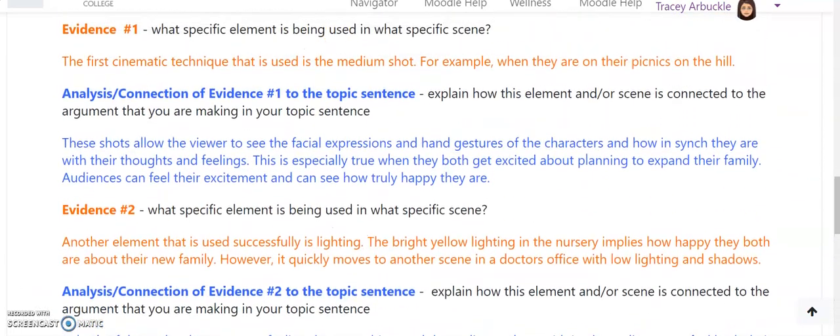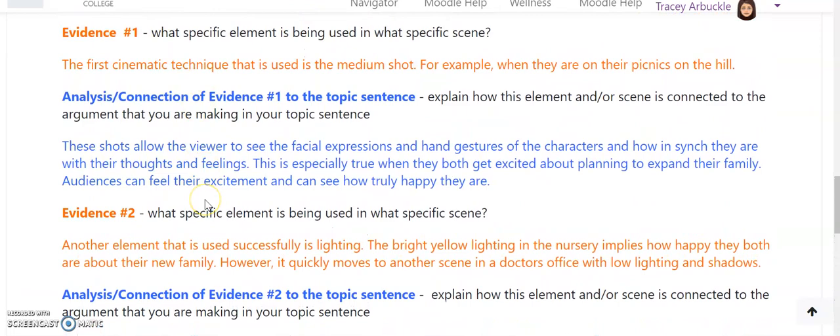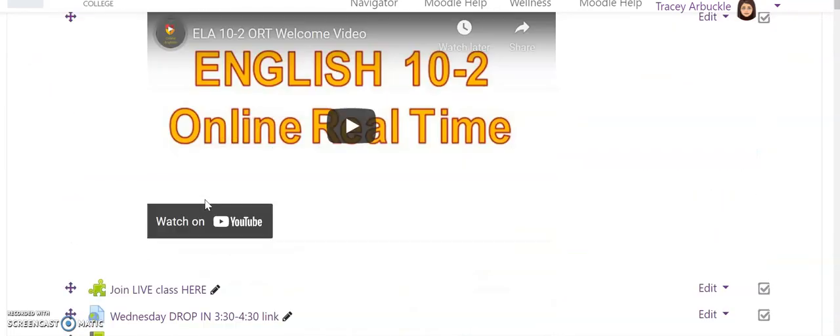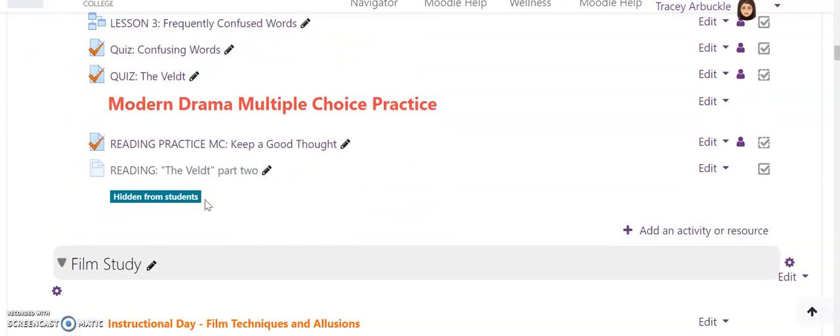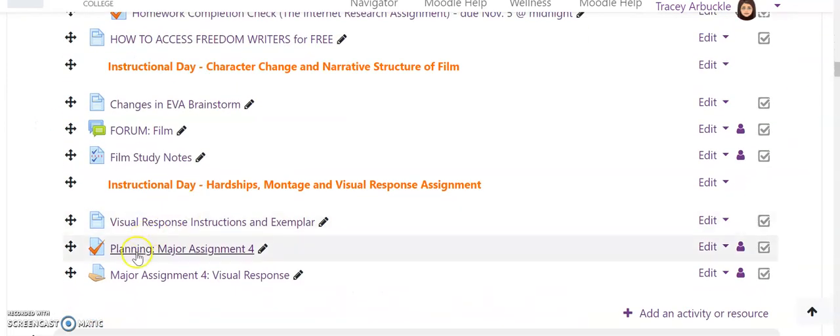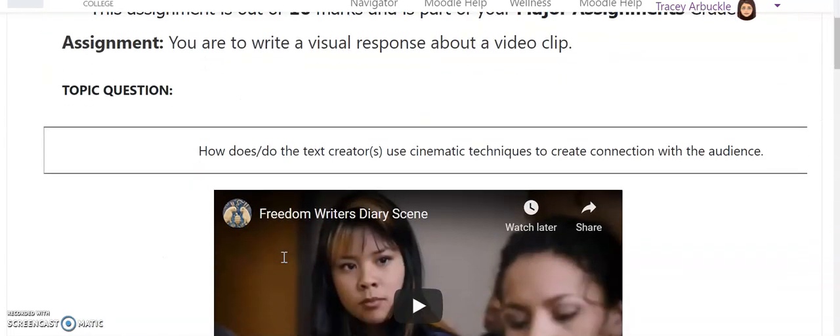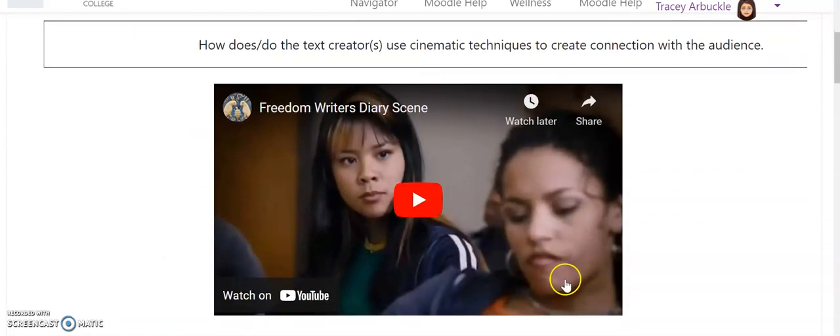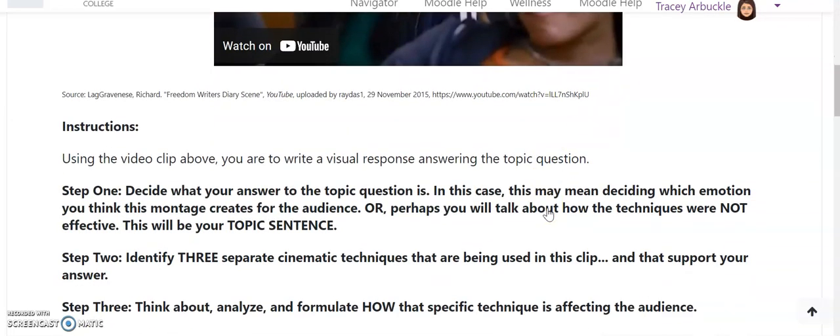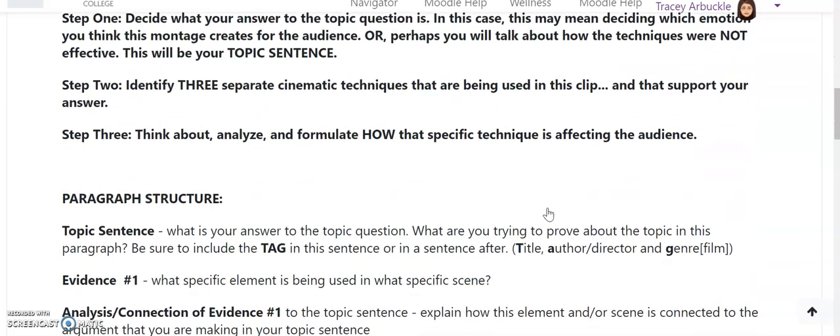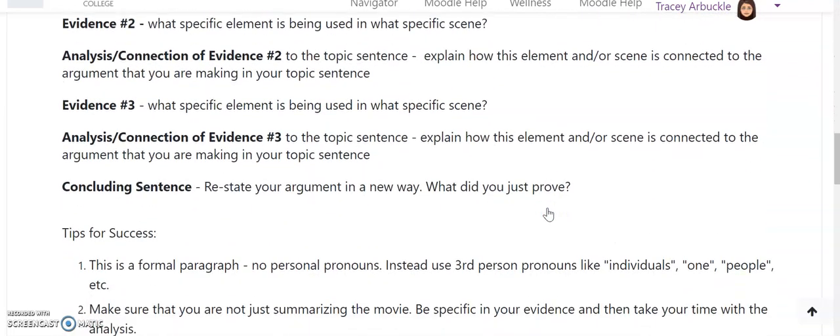If we go and have a quick look at the actual assignment, you'll see some things that you want to have there. We have a quick look here. So major assignment number 4. All right, your topic question is there. This is the scene that you will be talking about, okay? All of the information we just talked about is here.